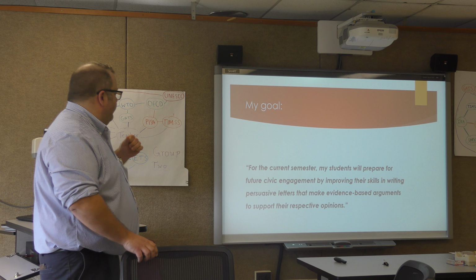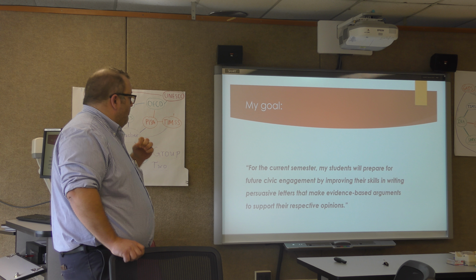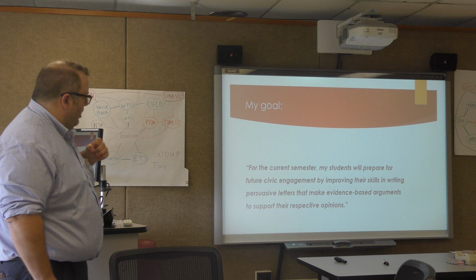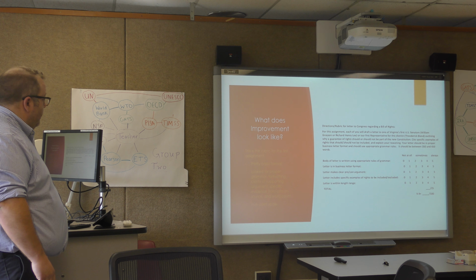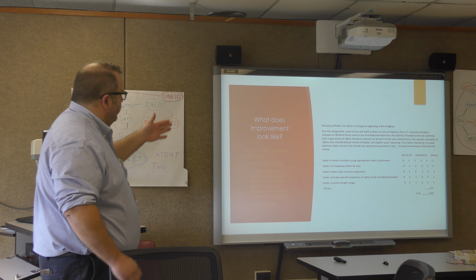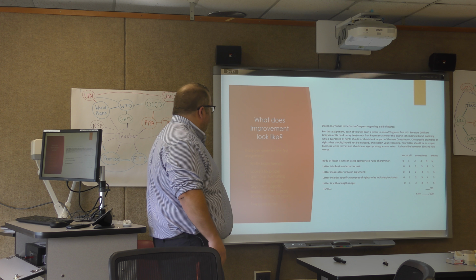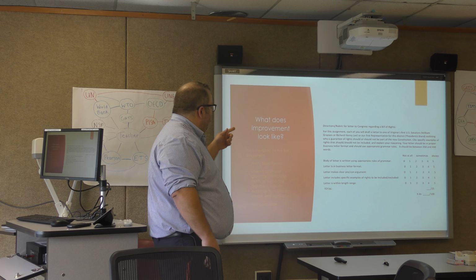The goal states, for the current semester, my students will prepare for future civic engagement by improving their skills in writing persuasive letters that make evidence-based arguments to support their respective opinions. So what does improvement look like? This is actually a picture of the first rubric for the first assignment. I used a pretty basic format.